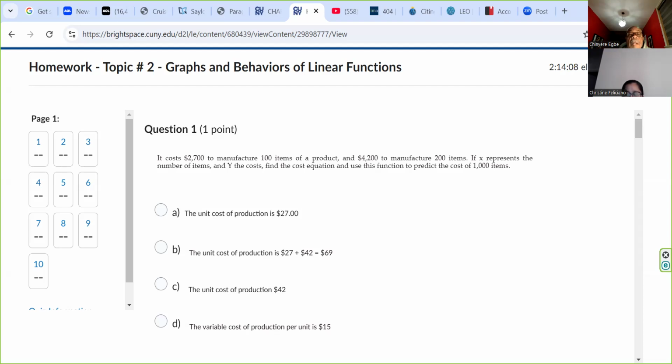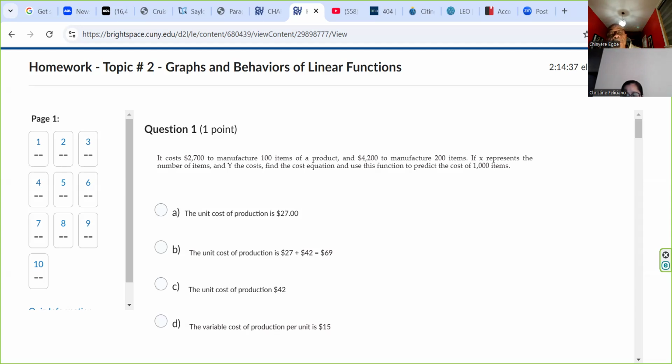Now what it says is if you manufacture 100 items, it will cost you 2,700. If you manufacture 200 items, it will cost you 4,200. So the first cost is 2,700, that is what you call y1. The second cost is 4,200, that's what you call y2.